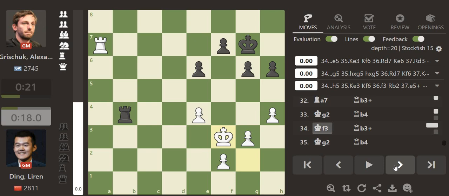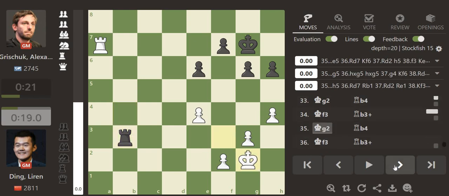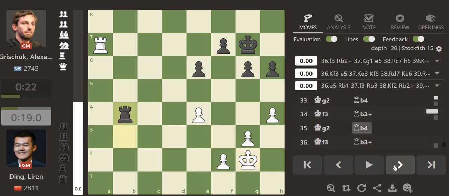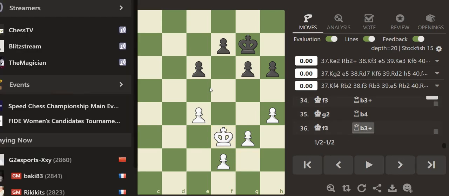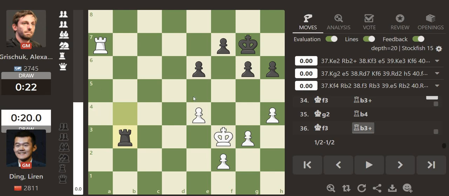Now we have b4. King to f3, b3, g2, and b4. Now f3, and now we have b3. And it was in this position that they both had a draw.